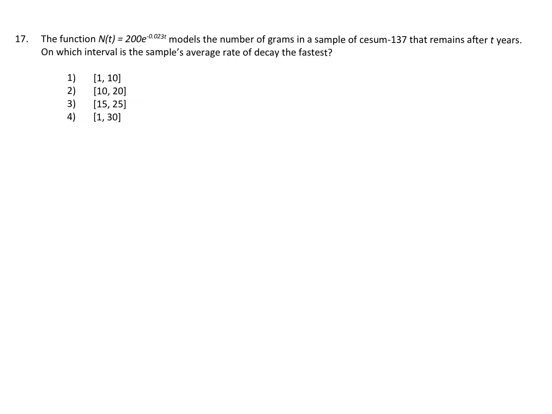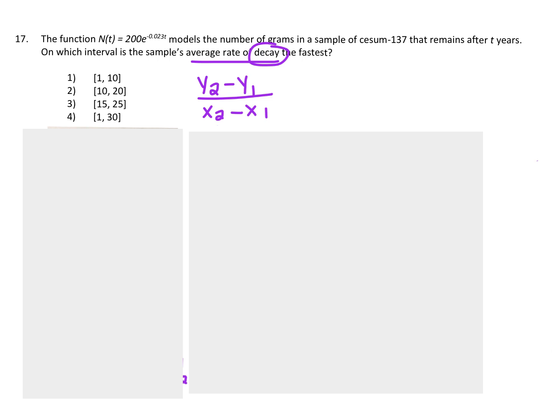Okay, number 17, they give us a function and they want to know on which interval is the sample's average rate of decay the fastest. So really what they're telling you to use here for average rate of decay is the average rate of change formula, and because it's decay, we're just going to have negative values. Okay, so this is our average rate of change formula, and because it's decaying, it just tells us we're going to have negative values.